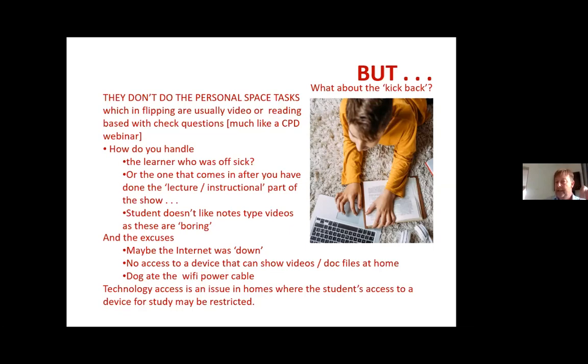The simple thing is to look at the classroom not necessarily as a whole group, but as a suite of learners who have a different space on the learner journey for that particular topic. And technology can help us address these issues in a flipped classroom.